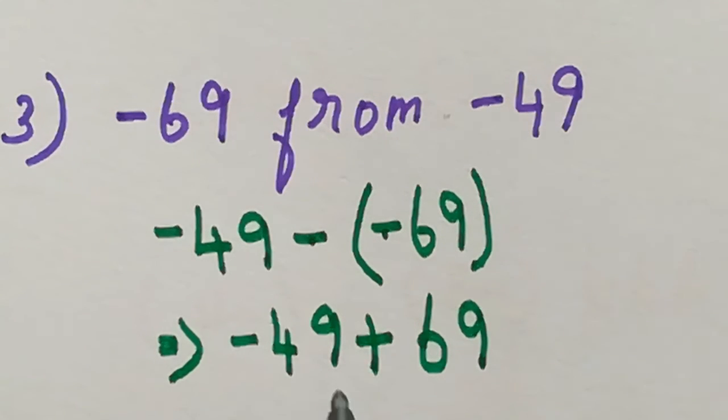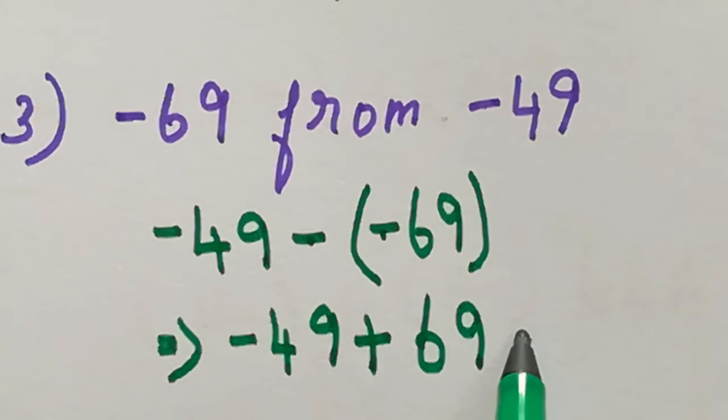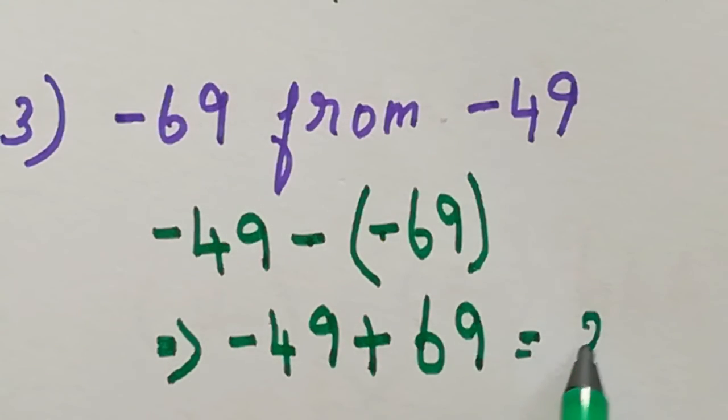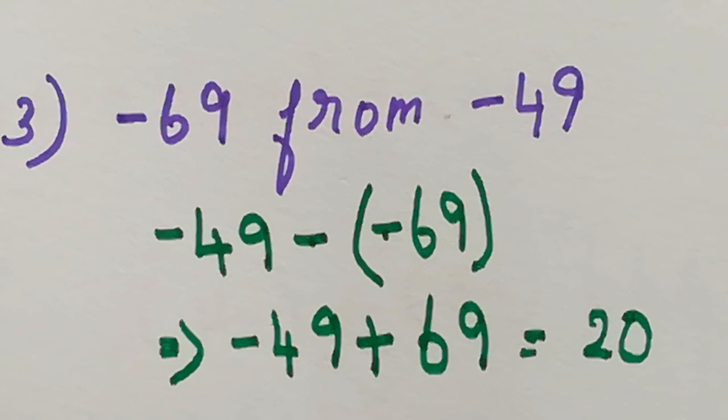As we already studied, different signs means we are going to do subtraction only. That means we are going to subtract 49 from 69. So 69 minus 49, what do you get? 20. So what symbol do we have to put? The greater number's sign, isn't it? Which is the greater number here, 49 or 69? 69. So what's the sign here? Plus. So plus 20 is the answer.